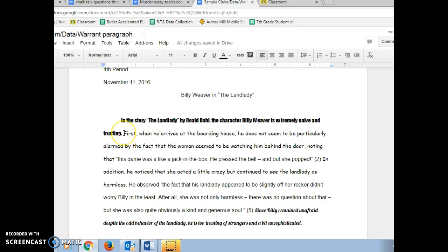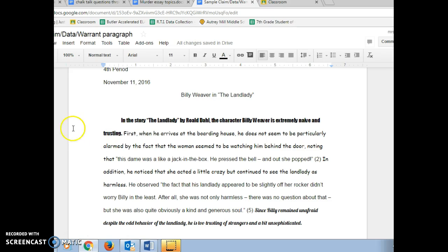But before that, I need to introduce the piece of data. In this case, it says, first, when he arrives at the boarding house, he does not seem particularly alarmed by the fact that the woman seemed to be watching him from behind the door, noting that, and here's where the quote comes in, quote, "This dame was like a jack-in-the-box. He pressed the bell and out she popped." I haven't just dumped the quote in there, because otherwise my reader wouldn't have any idea what had happened in the story. I had to give it a little bit of context. So that's what I did.